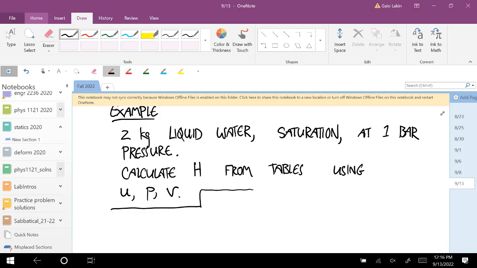All right, well, this is at saturation, which means that if you're away from the saturation temperature and pressure, then you need 2 properties to look up any other properties. But at saturation, 1 is enough. So all we need is the pressure if we know that it's at saturation.